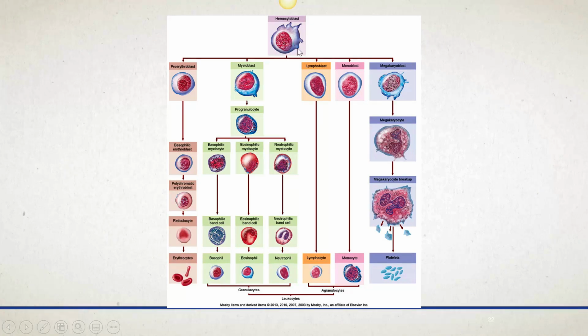So you start with a hemocytoblast, and then that turns into a proerythroblast, a basophilic erythroblast, a polychromic, a reticulocyte, and eventually the erythrocyte, which leaves the bone marrow. From a myeloblast, a promyelogranulocyte turns into this basophilic myelocyte, an eosinophilic myelocyte, or a neutrophilic myelocyte, which eventually turn into the basophils, eosinophils, and neutrophils. A lymphoblast becomes a lymphocyte, a monoblast becomes a monocyte, and then megakaryoblasts become megakaryocytes, which eventually fractionate and become platelets.